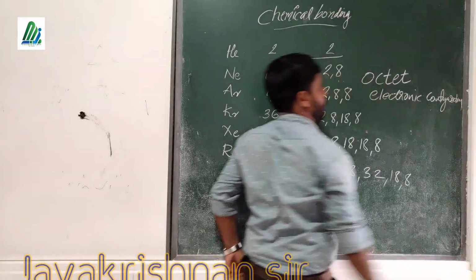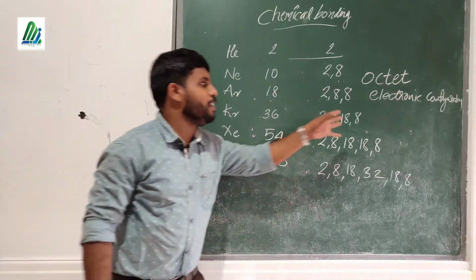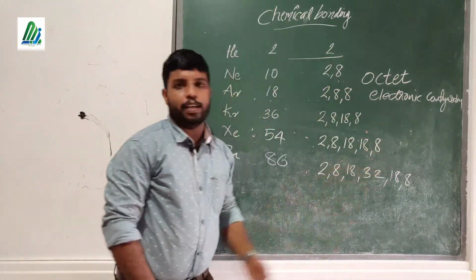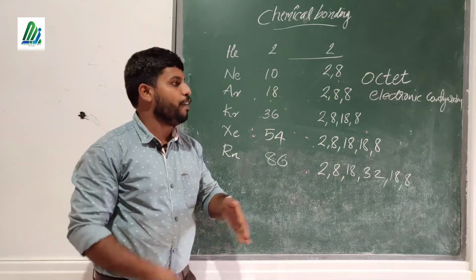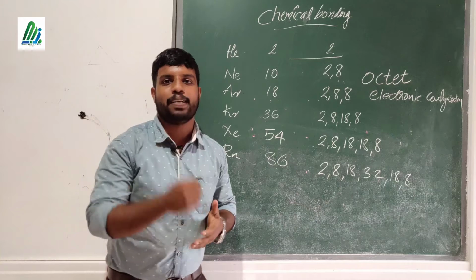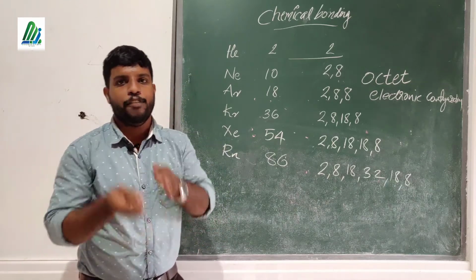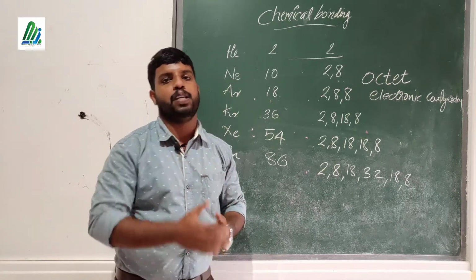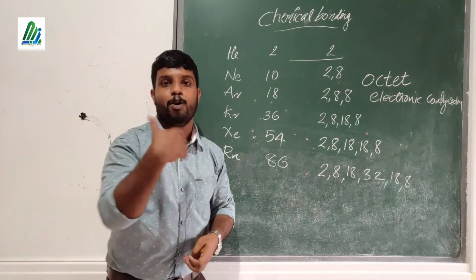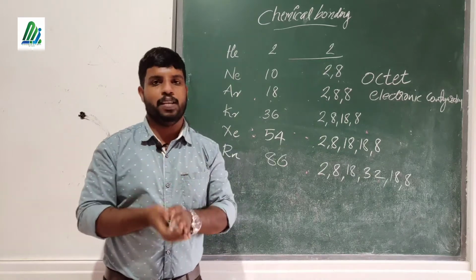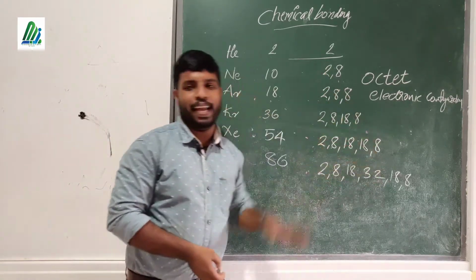The octet electronic configuration of an element implies that the valence shell of the element contains 8 electrons. If an element has an octet electronic configuration, that element is more stable. The element gets maximum stability. More stable means that the valence shell has 8 electrons.